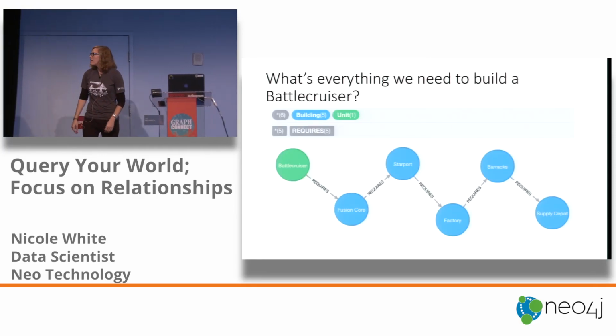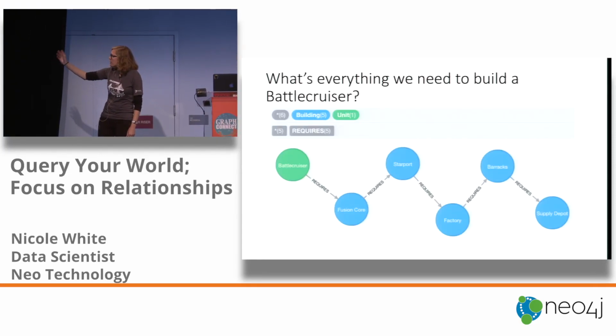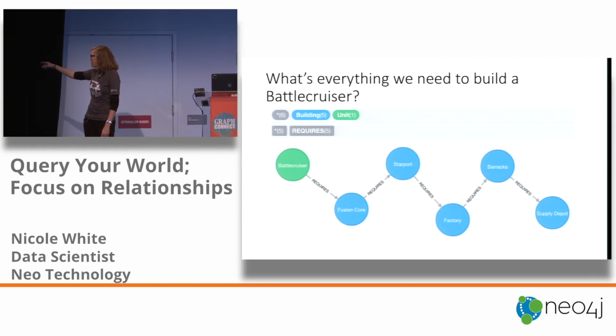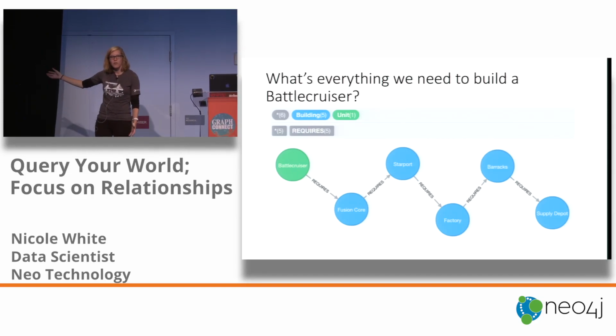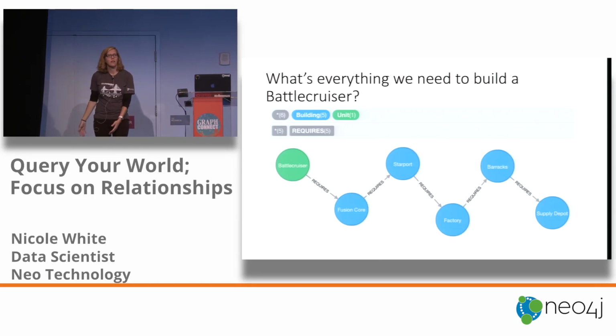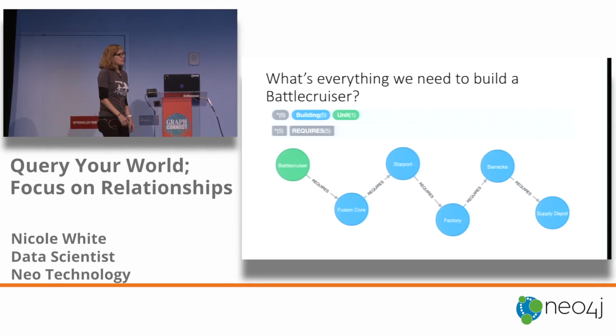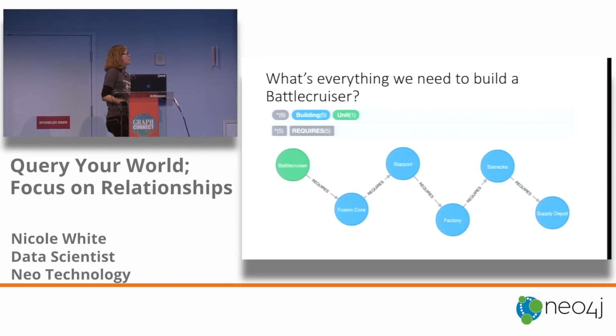And here we got our battlecruiser, requires the fusion core, requires a starport, all the way down to the supply depot, again, which was one of the buildings that didn't have any further requirements. And so that's a much more performant query because we anchored it at both a start node and end node, and then used shortest path.